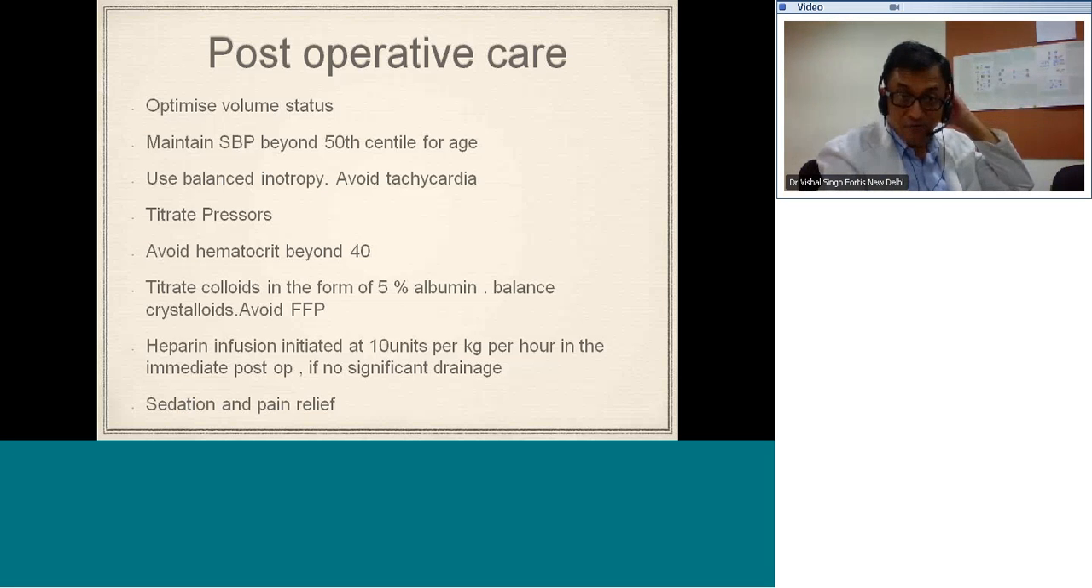Avoid hematocrit beyond 40 in a shunt because you don't want the blood to be too thick, simply put. Titrate colloids in the form of 5% albumin and balanced steroids. Avoid FFP because on one hand you'll be giving heparin, and on the other hand you're giving FFP. It doesn't make too much sense unless you're very unfortunate to have a heparin resistance where you have to give FFP. Heparin infusion is initiated at 10 units per kg per hour in the immediate postoperative period if there is no significant drainage, and obviously sedation and pain relief have to be maintained.